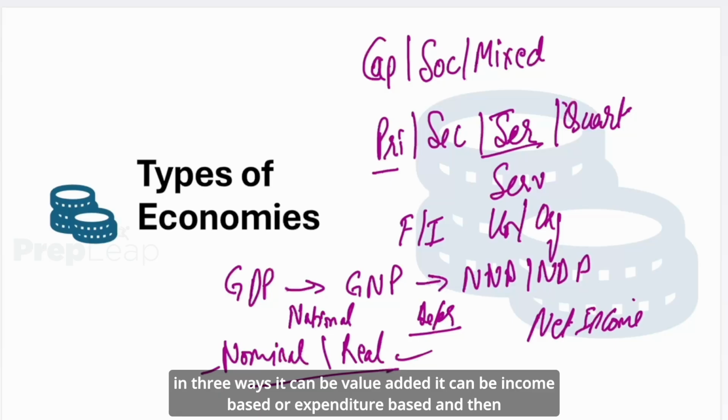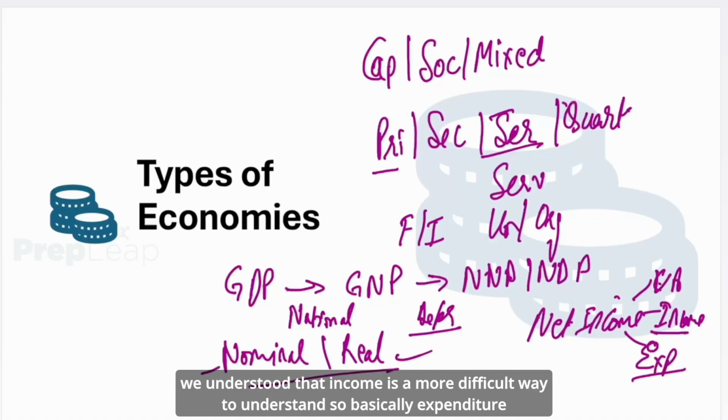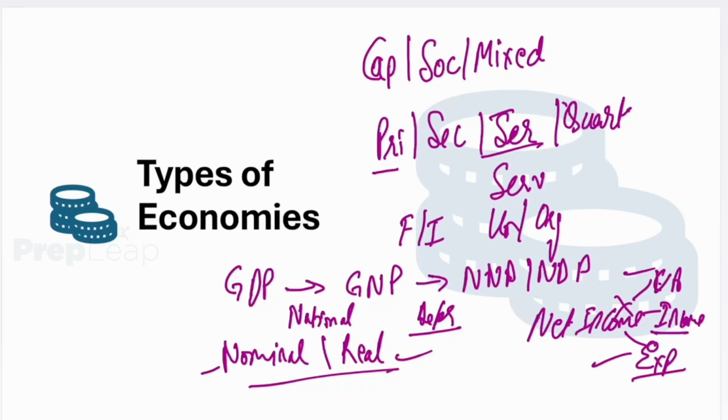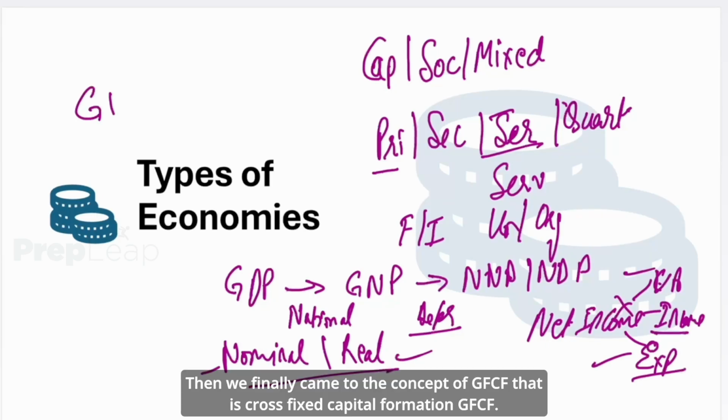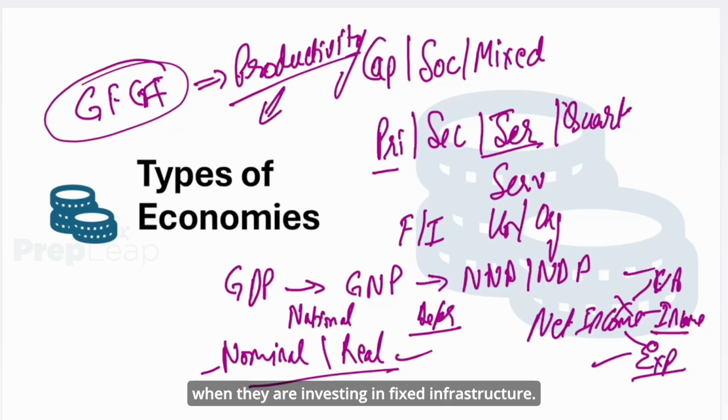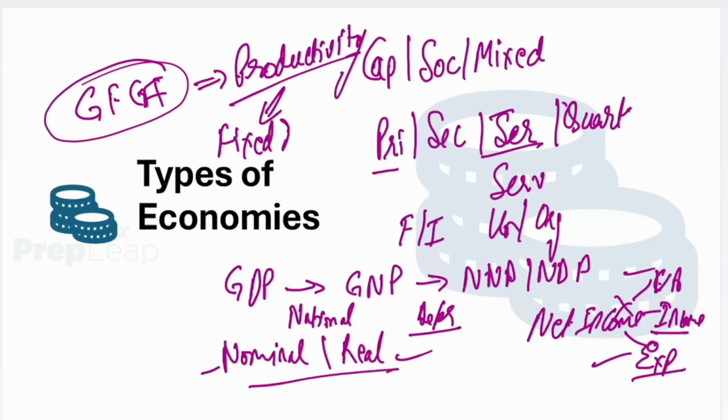Then finally we saw that national income can be calculated in three ways. It can be value added based, income based, or expenditure based. And then we understood that income is a more difficult way to understand, so basically expenditure and value added are better methods of calculation. Then we finally came to the concept of GFCF, that is gross fixed capital formation. This idea is more about productivity in the future, how a country can do better when they are investing in fixed infrastructure.